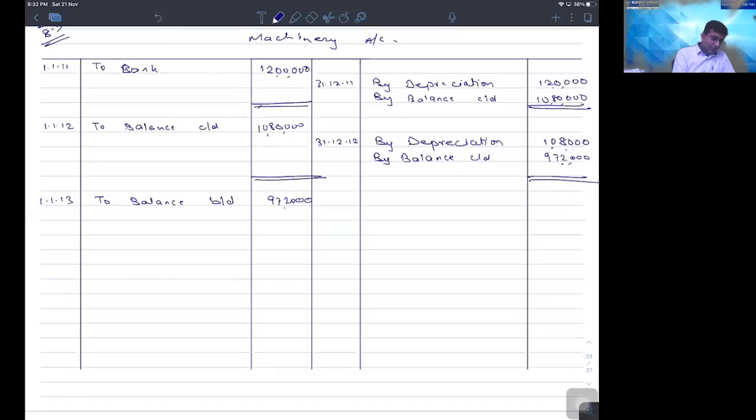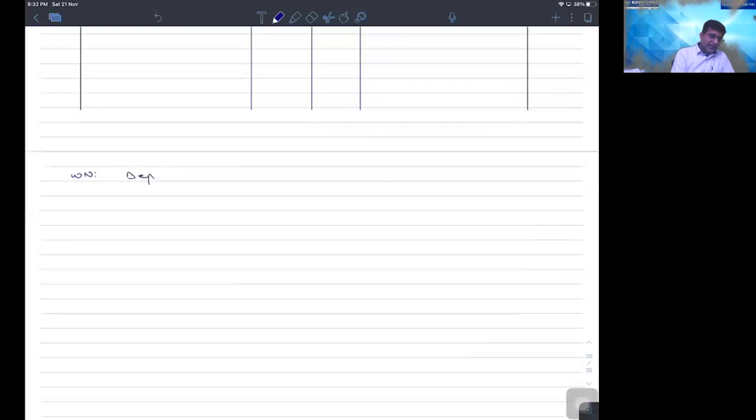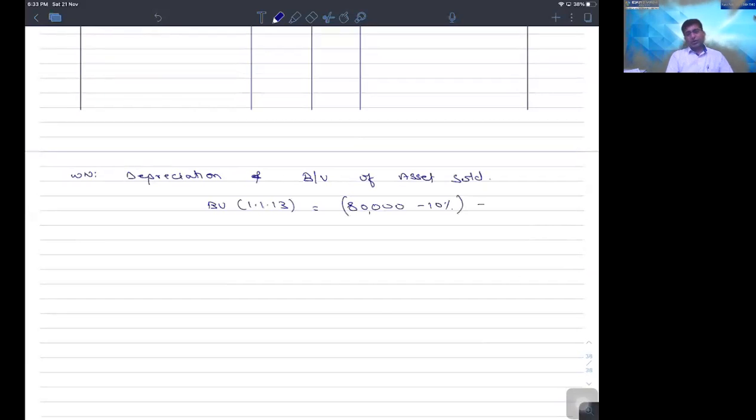So, working note: depreciation and book value of asset sold. Book value on 1/1/13 will be equal to what? 80,000 minus 10%, minus 10%. Yes or no?